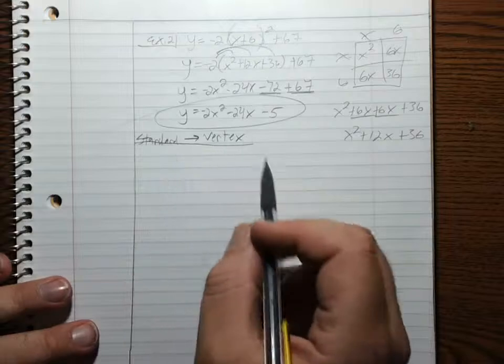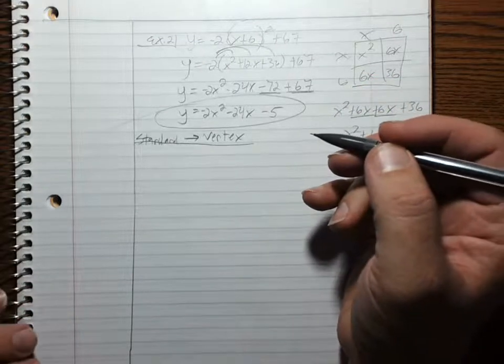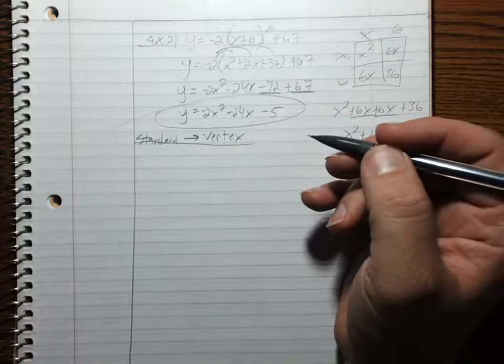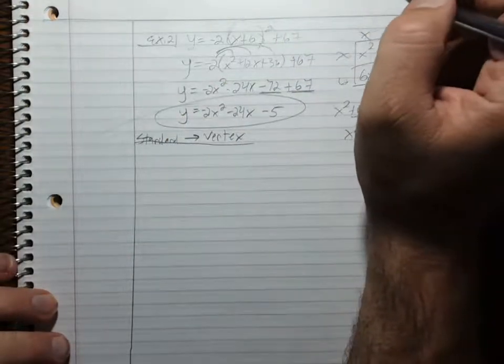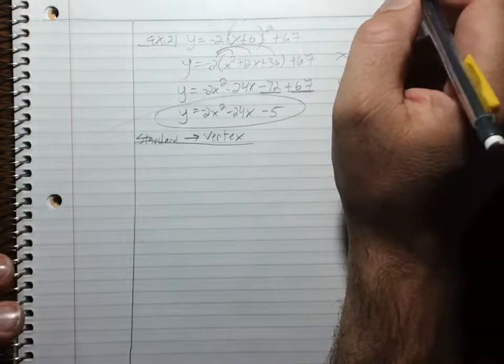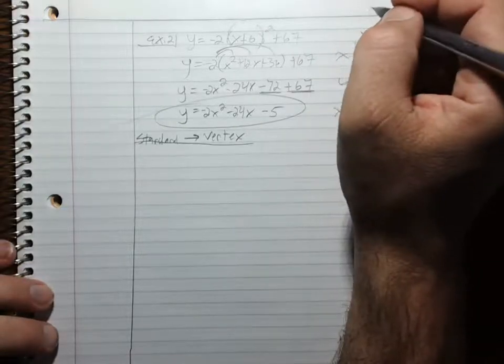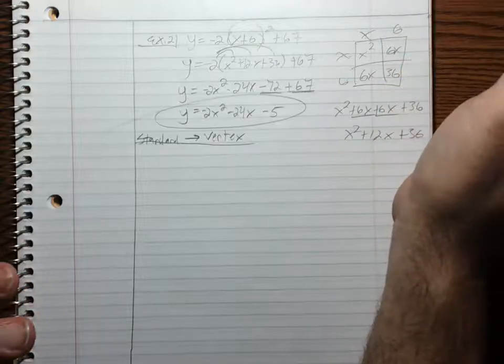When you're going from standard to vertex form, what you're going to want to do is find the A, the C, and the D values. So to do that requires a couple steps, and hopefully I can explain them pretty well. Let's see. So we need to find A, C, and D. And it turns out A is the same for both versions. So what we really need to do is find the C and the D.